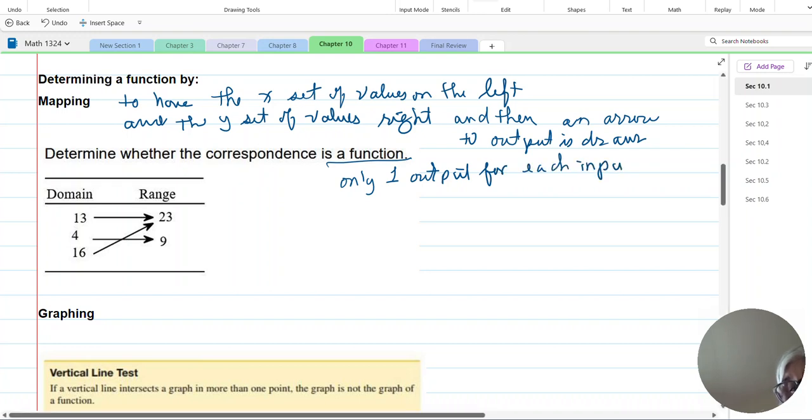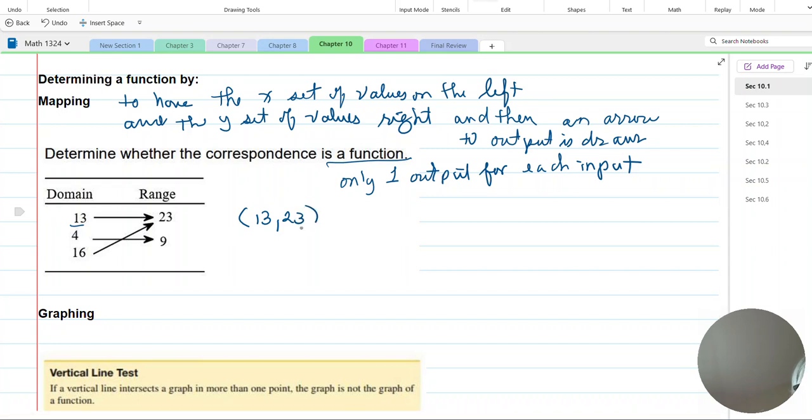Right. So we're going to write our output. If I get a 13 input, I get a 23 output, and I see only one arrow to one number. So that is correct. Then I have the number 4, and it maps to 9. And that is good. There's not two 4s and there's not two 13s. Then I have 16, and it maps to 23. Even though the outputs match, the inputs are not repeated.